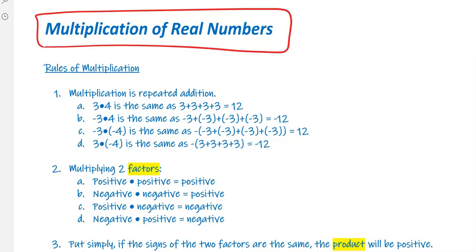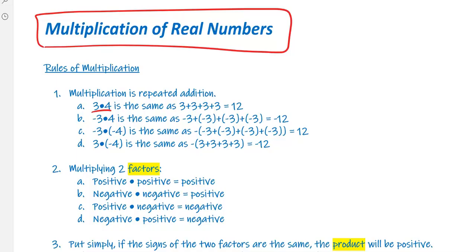Multiplication simply is repeated addition, because 3 times 4 is just the same thing as adding 3 four times, and that's 12, right? Now, negative 3 times 4, that's the same thing as adding negative 3 four times, and that would be negative 12. Now, this is where it starts to get weird, because when we multiply negative 3 times negative 4, that's the same thing as the opposite of negative 3 four times, and that gives us positive 12.